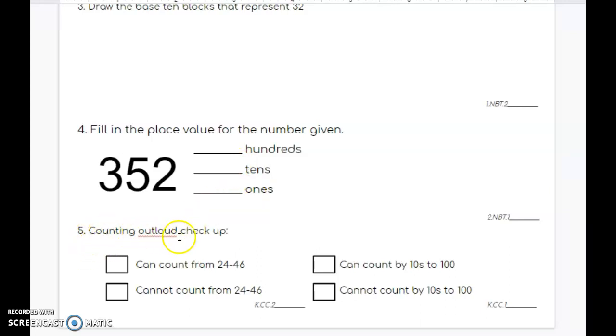Number 5 says counting out loud checkup. You're going to go to your teacher when she calls you over, and you're going to be counting for her. First, you're going to be counting by ones, and then you're going to be counting by tens.